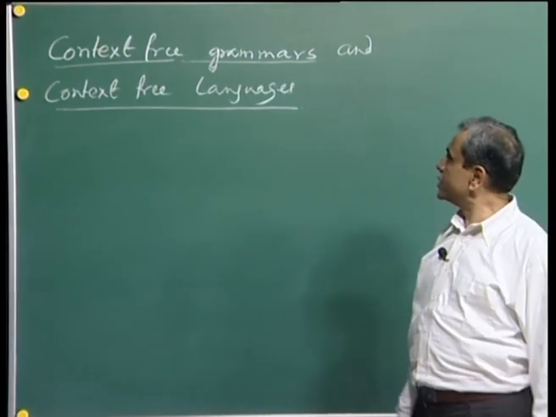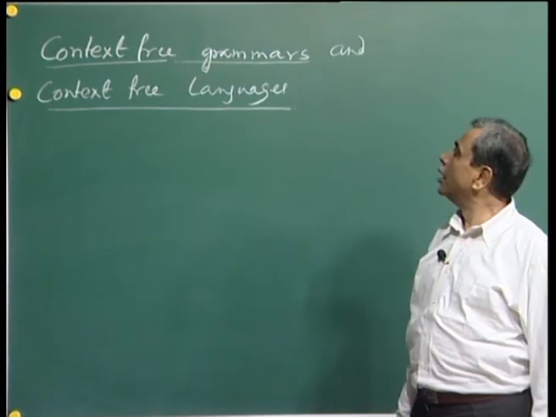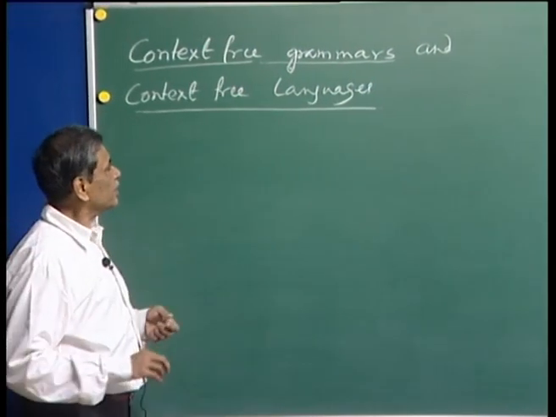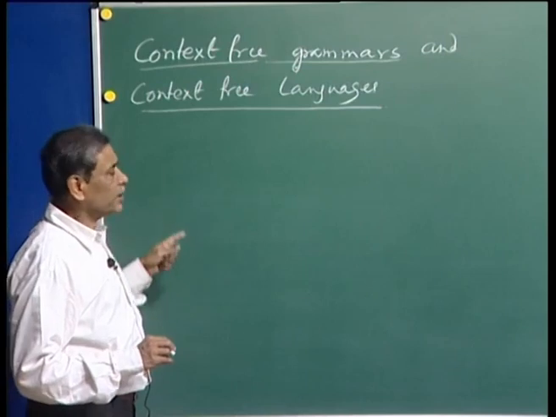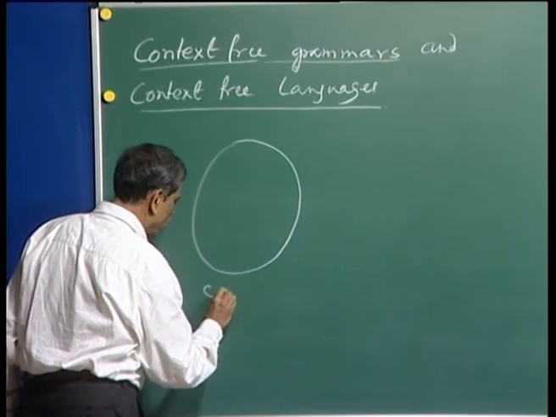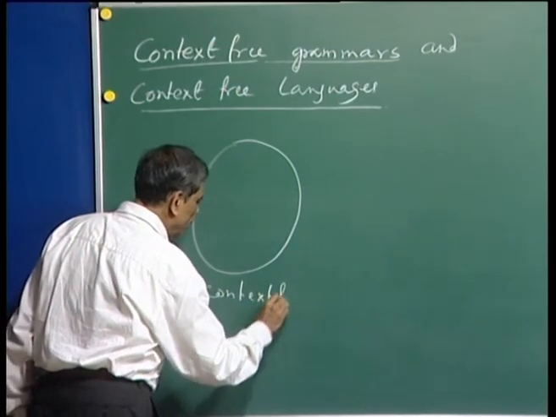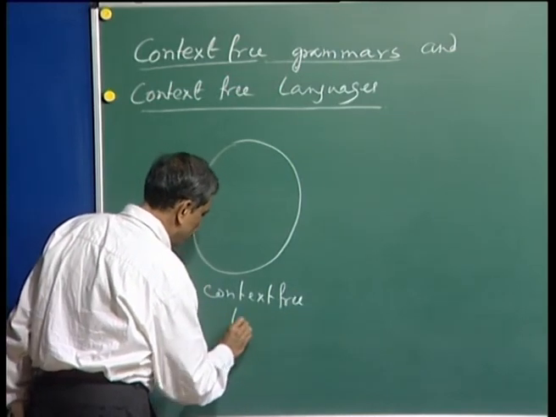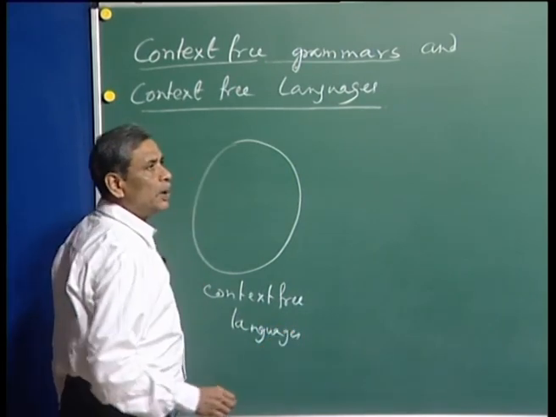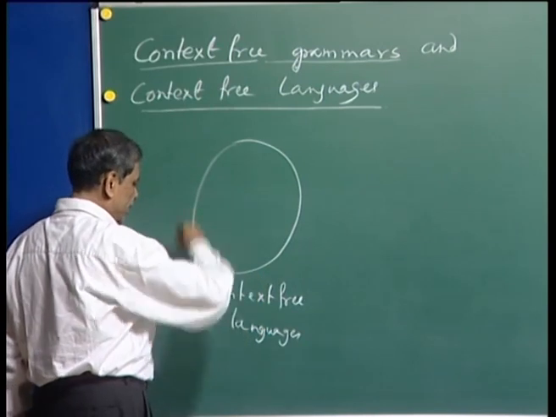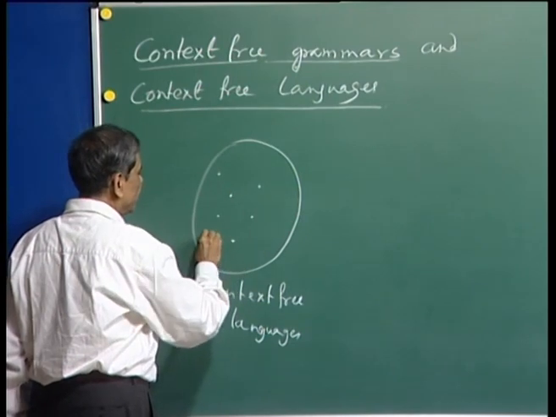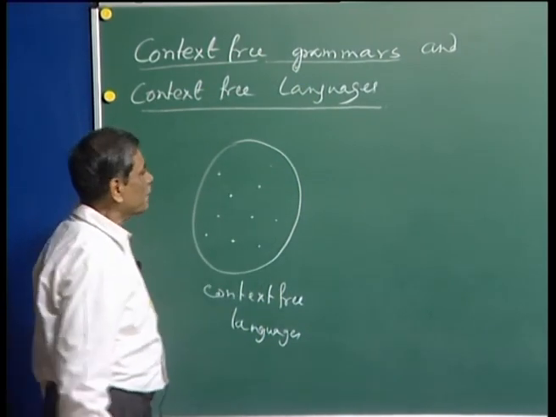And these languages are defined through context-free grammars. That is the way to define this class of languages. So, what we are trying to say is that we are going to define a class of context-free languages. Recall, when we say this is a class of context-free languages, that means this is a set where each element is a language, or a set of strings.